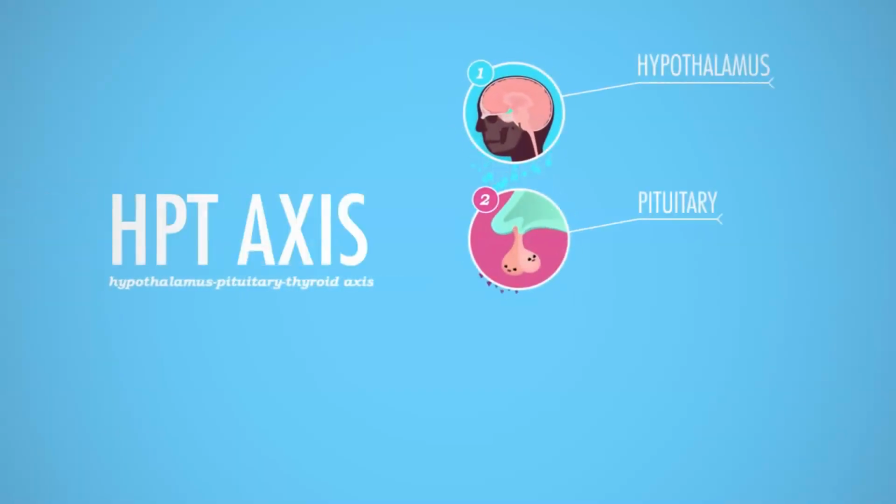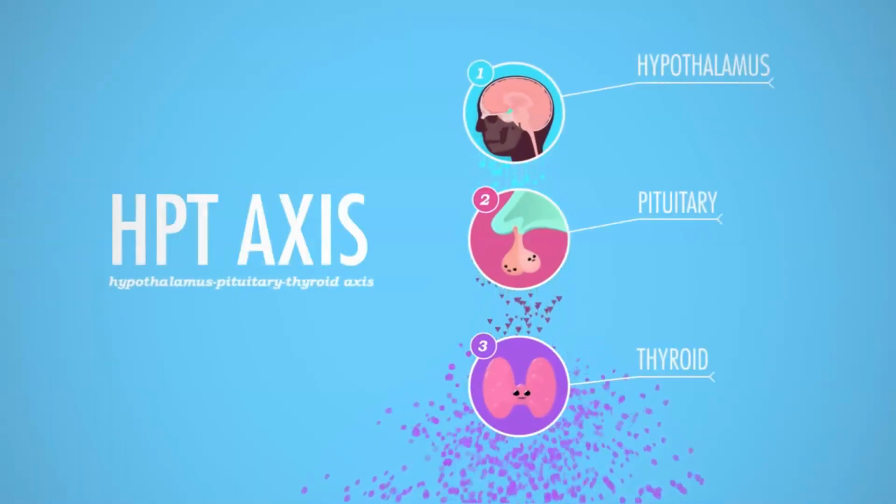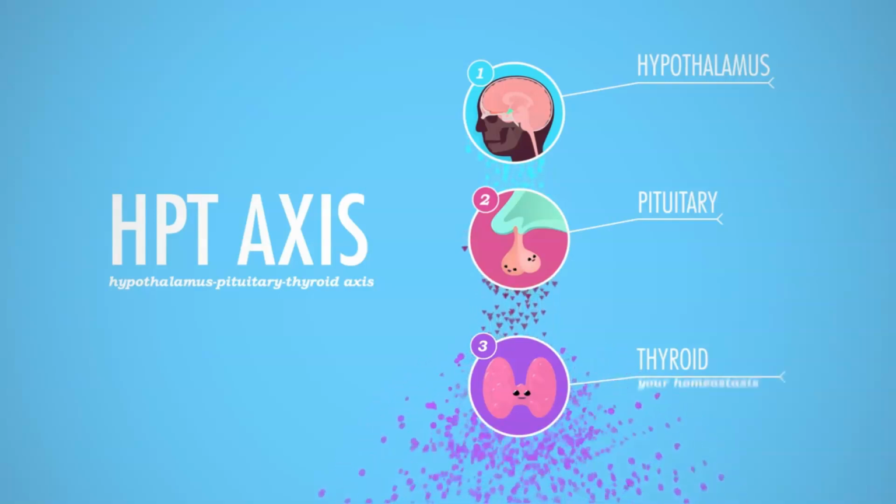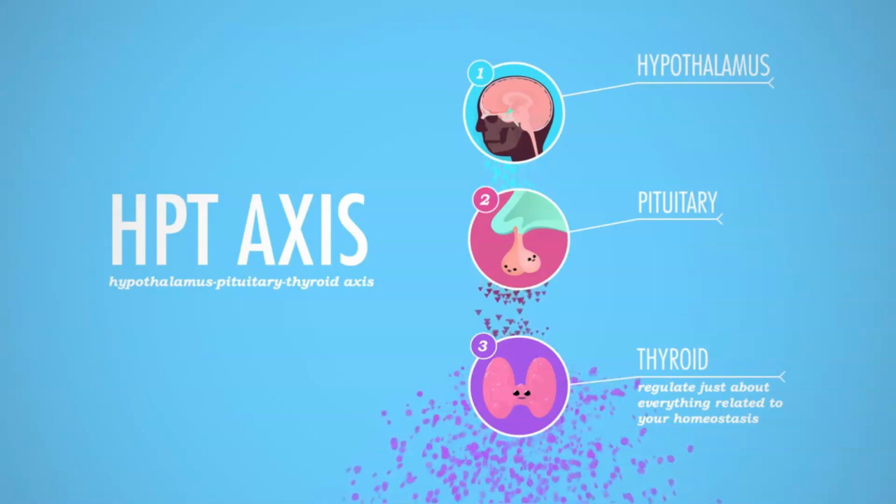The truth is, much of the more basic, more fundamental business of everyday life is carried out by a different kind of cascade. It's the hypothalamus pituitary thyroid axis, or HPT axis, and it's what sets the thyroid gland into motion so it can regulate just about everything related to your homeostasis.